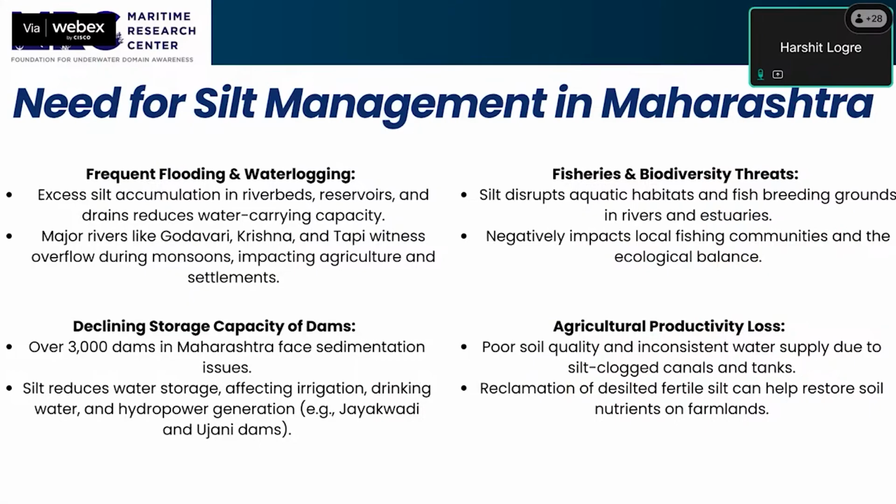Over 3,000 dams in Maharashtra face sedimentation issues, and silt reduces water storage. It affects irrigation, drinking water, and hydropower generation. Example, Ujjaini dams. And last one is the agricultural productivity loss. Poor soil quality and inconsistent water supply due to silt-clogged canals and tanks, and reclamation of desilted fertile silt can help restore soil nutrients on farmlands.